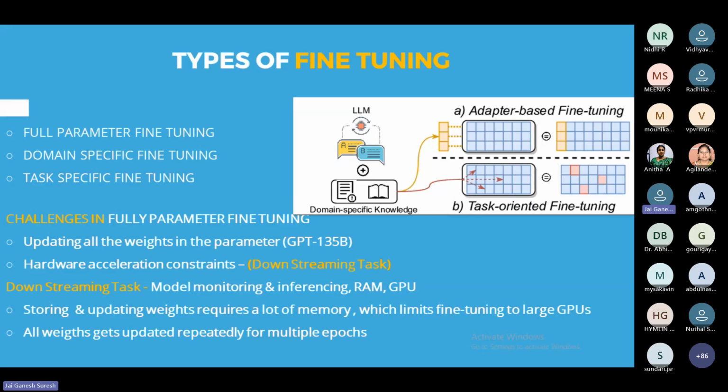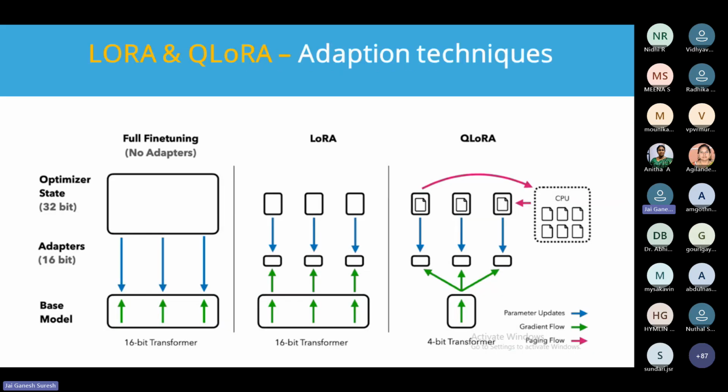So what are the challenges in full parameter fine tuning? Hardware acceleration issues. There are a lot of downstream tasks like model monitoring, inferencing, RAM and GPU, and storage. Updating the weights requires a lot of memory within your hardware, and the RAM memory requirement is also high, which limits fine tuning on larger models. Also, all the weights get updated repeatedly over multiple epochs. Because of that, we get the issue of catastrophic forgetting. This is why we have an issue with full fine tuning.